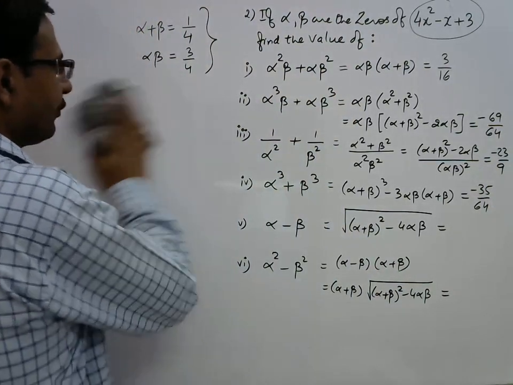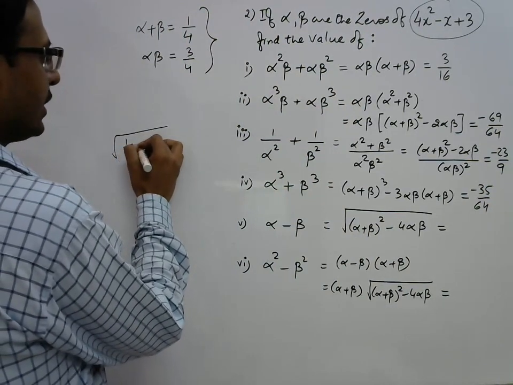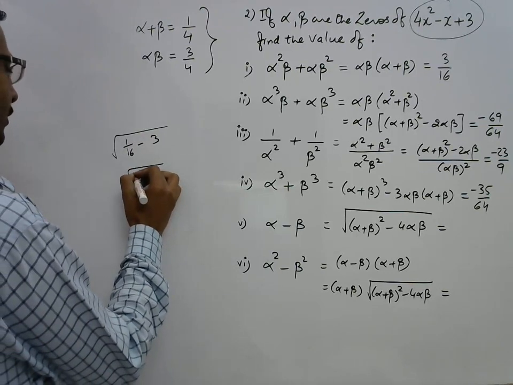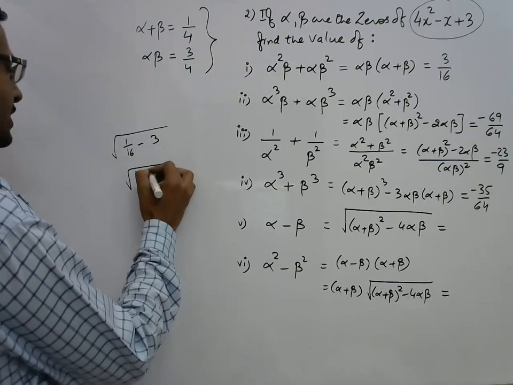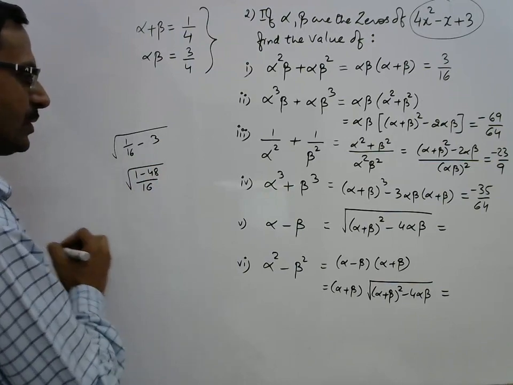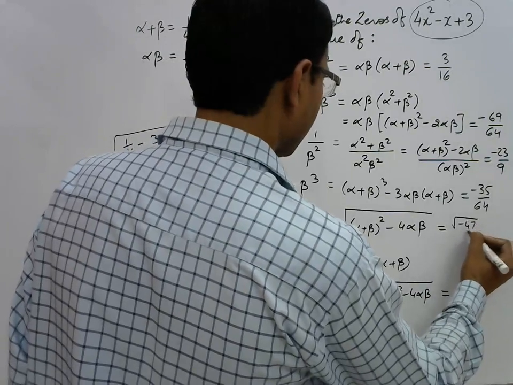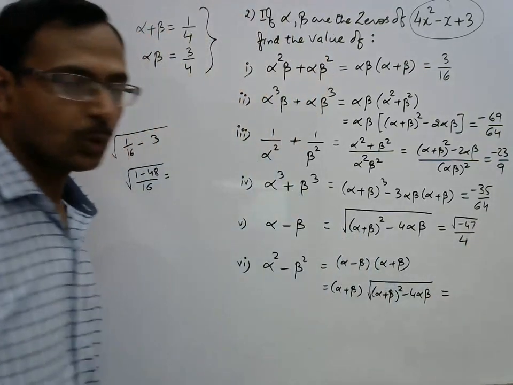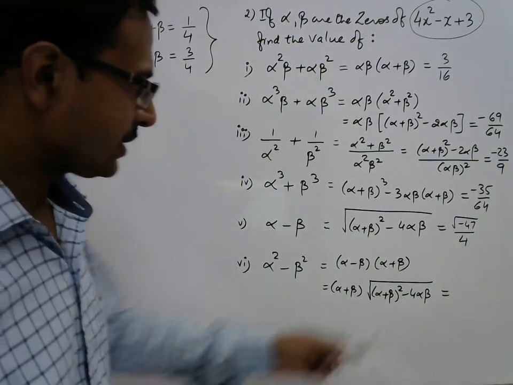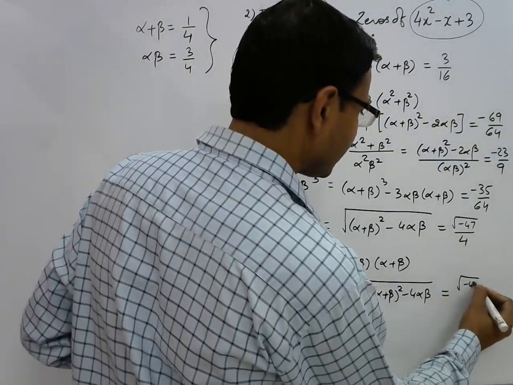Now we can work out the fifth part. Square root of alpha plus beta whole square minus 4 alpha beta. So under root 1 minus 16 3 is 48 upon 16. So you are getting a negative term in the square root. So you can leave it like that only because this is a complex root. You need to leave it as it is. Then the fifth part, same thing will be there multiplied by 1 by 4. So the answer will be square root of minus 47 by 16.